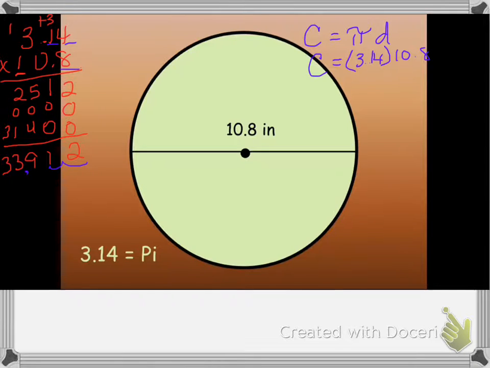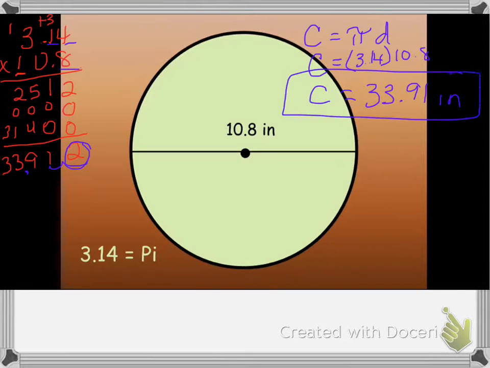However, for today, we are always going to be rounding to 2 decimal places. 2 is less than 5, so that means that it just drops off. So my circumference then is 33.91 inches. It's just the distance around the circle, so it is simply plain regular inches, one-dimensional inches.